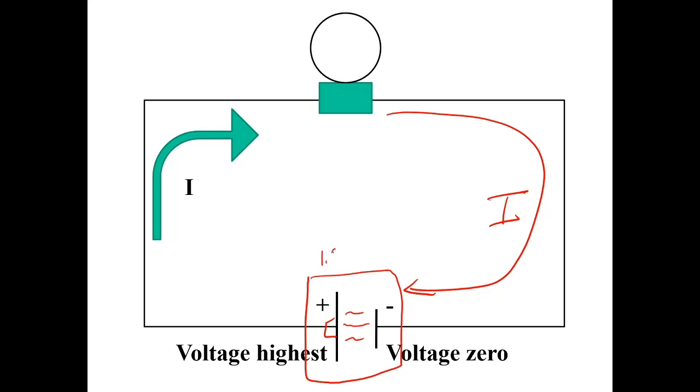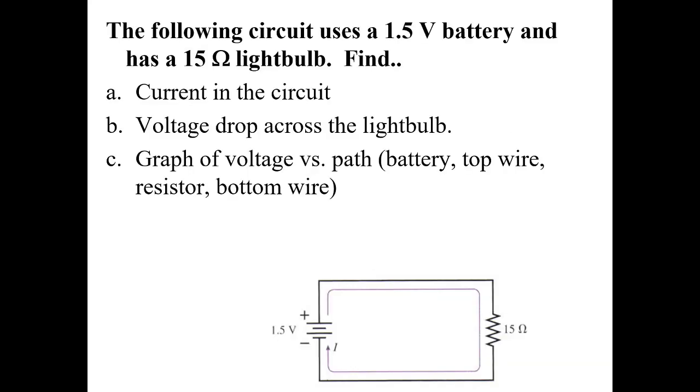But let's say it's a 1.5 volt battery. Well, the voltage here, right before it goes into the light bulb, is 1.5 volts. But we say then it's 0 volts, and then it's 0 volts all the way back. But there's still a current running through. You could still get shocked if you touch the wire over here. It's still current. So here we've got a 1.5 volt battery and a 15 ohm light bulb.